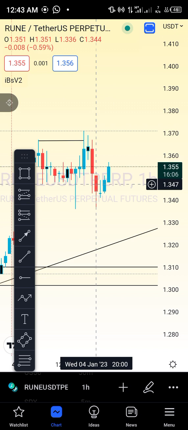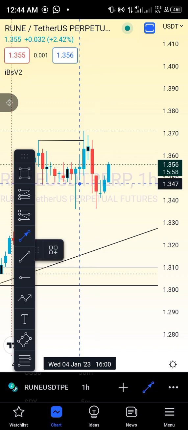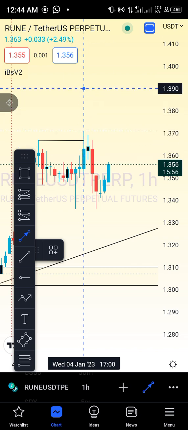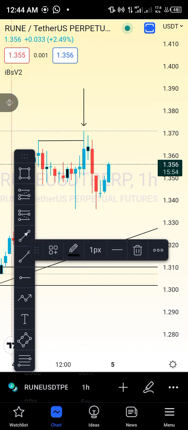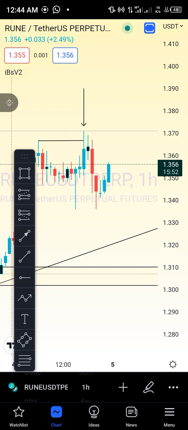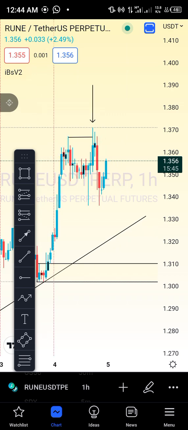So it's very possible that this market is going to continue buying, breaking the previous high. The previous high is this particular high here. This one here is the previous high. It's possible that this market is going to buy to break this previous high. So now we know that this is an uptrend.